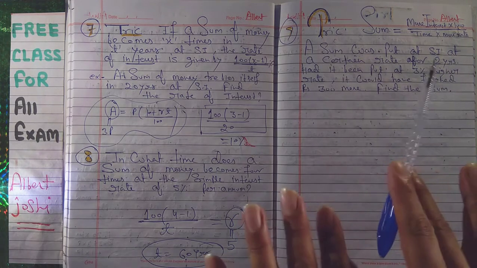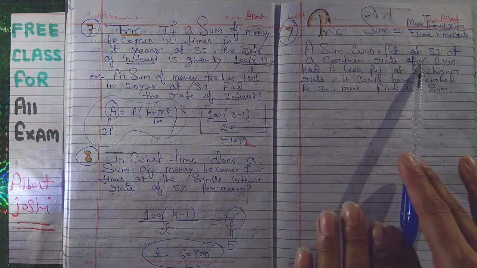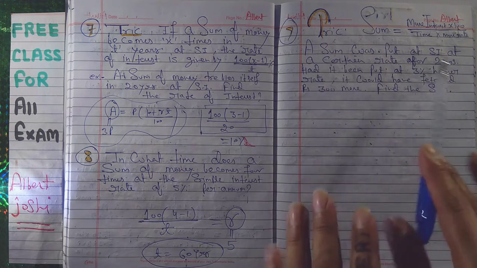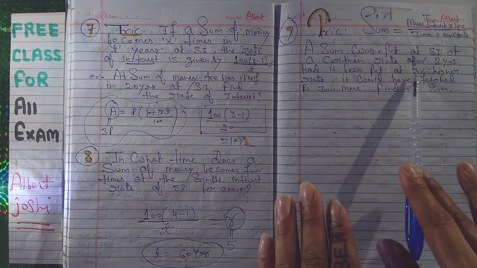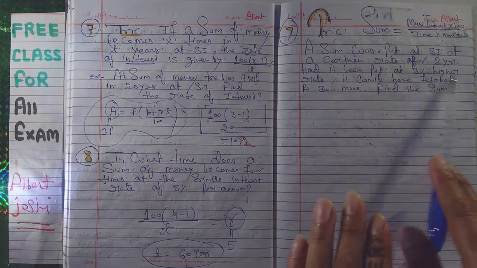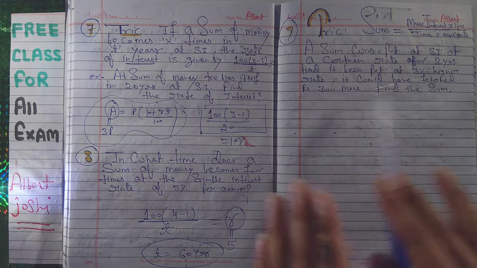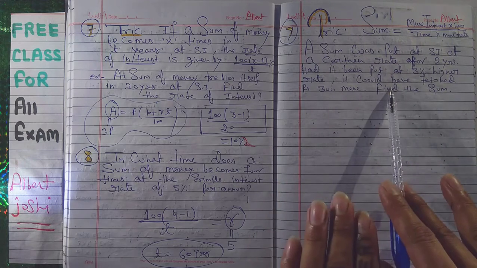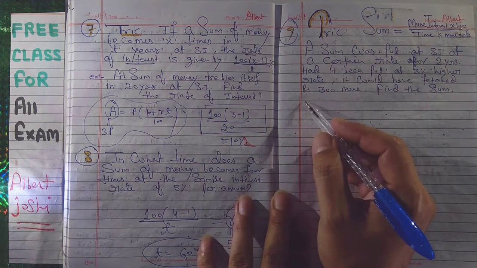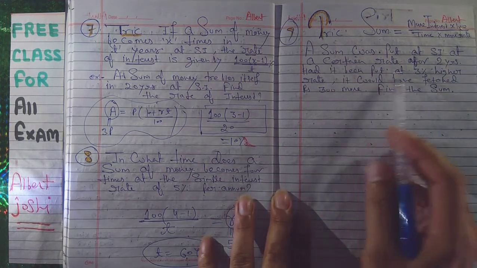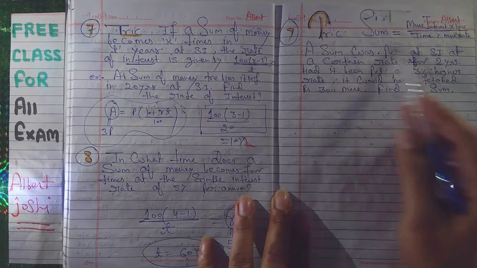Now he is thinking: a sum of money was put at simple interest at a certain rate for 2 years. But if he had raised the rate, then it would have fetched rupees 300 more, so he would get the benefit. Now you have to find the sum in this condition. This is very simple. You can solve this by your high school method, or you can use this trick.